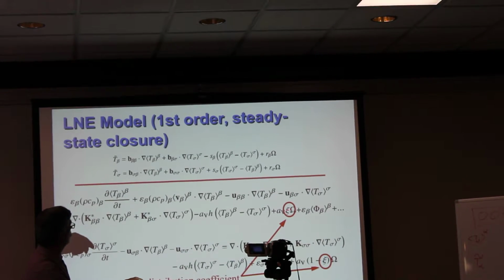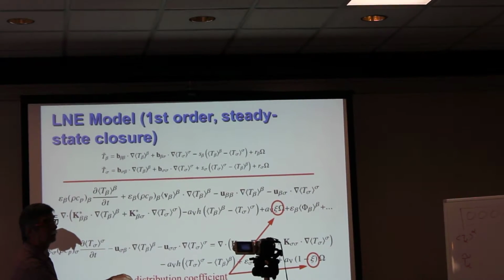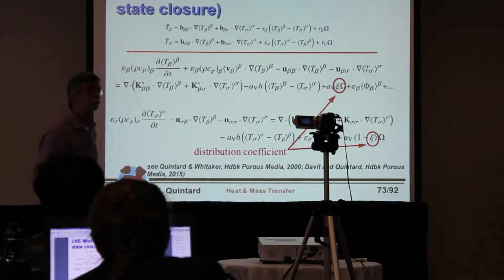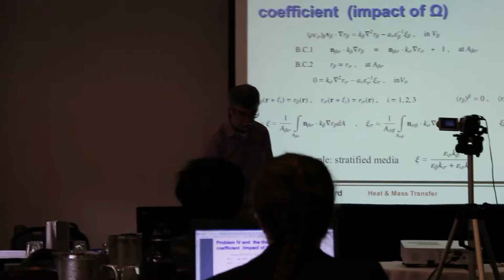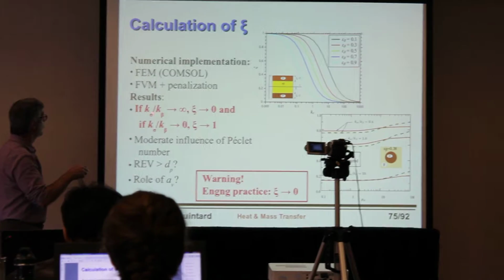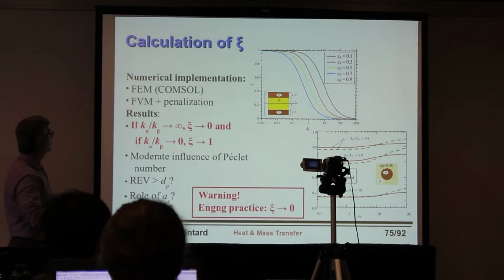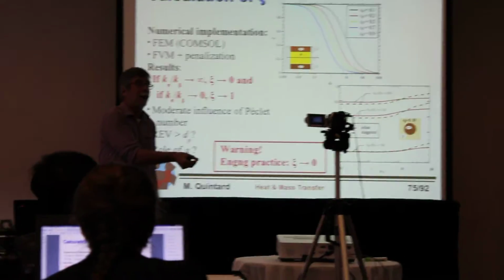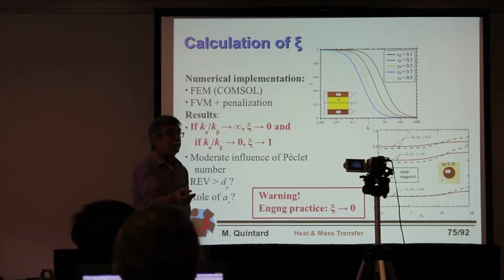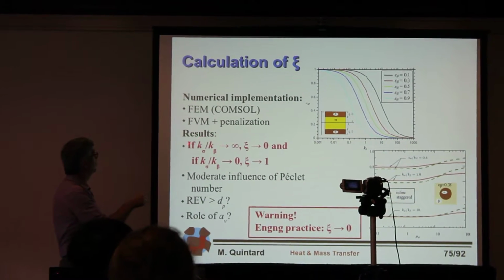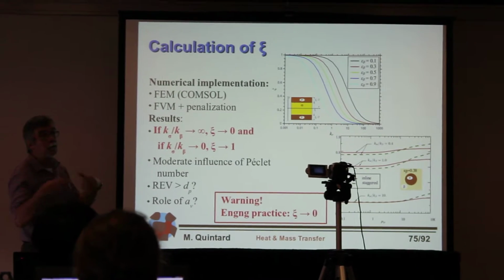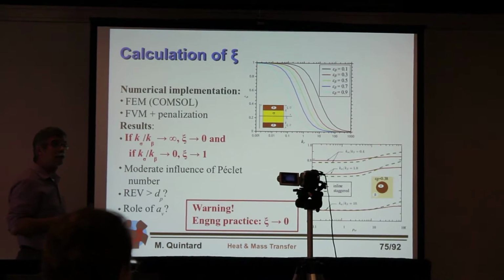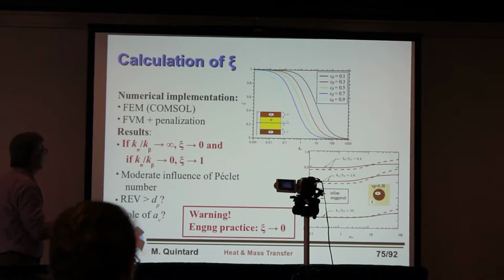If C is equal to 1, everything goes in the beta phase. And if C is equal to 0, everything goes in the sigma phase. This is just a definition. So if K sigma over K beta tends to infinity, C is equal to 0, all the heat is in the sigma phase. Well, that's the engineering practice. So if you are in this situation, the engineering practice is okay. And it turns out that most of the applications are with metals, so a huge difference between K sigma and K beta. So it's okay. But it's not okay all the time.